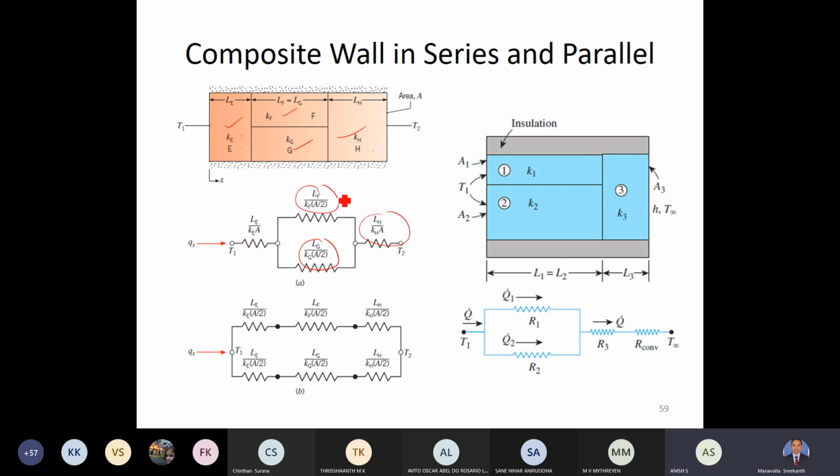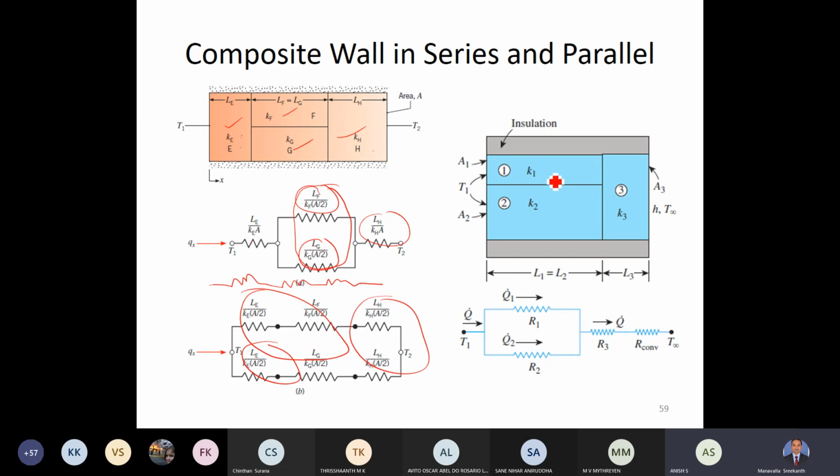Now you can find out the net resistance of these 2 parallel and then come up with one single series resistance and then evaluate as usual. So that is how we can do it. Or there is another way also proposed here. I suggest you go through this and you will understand this.